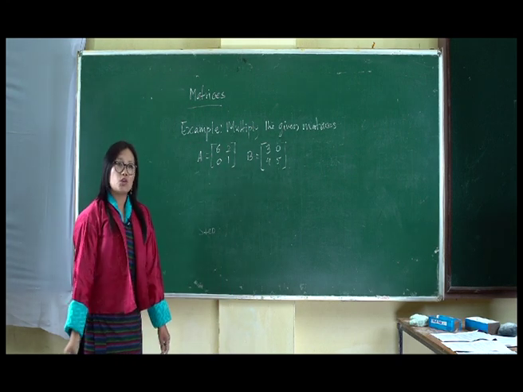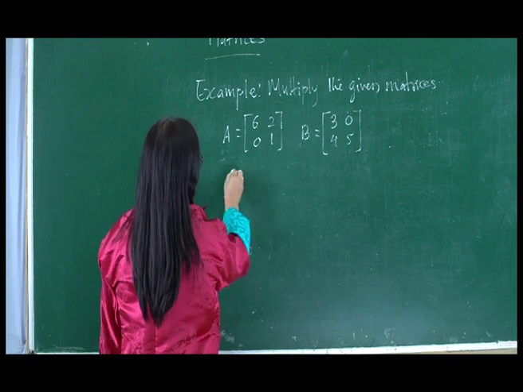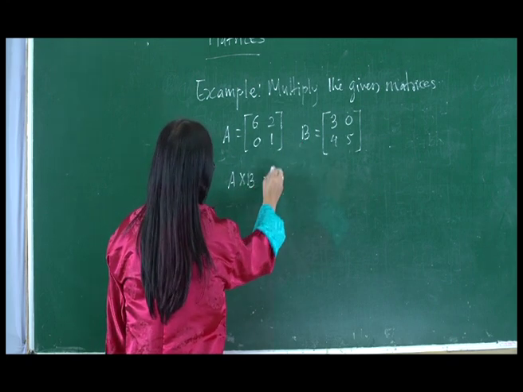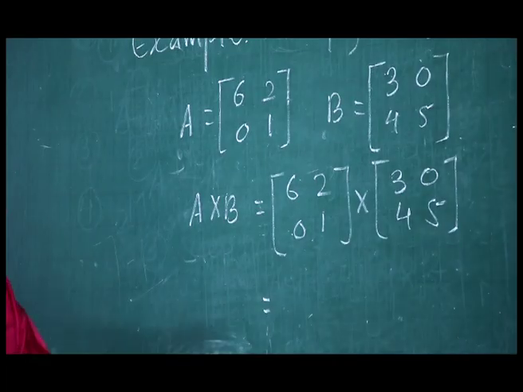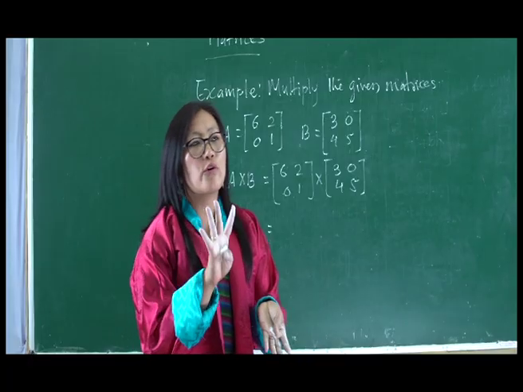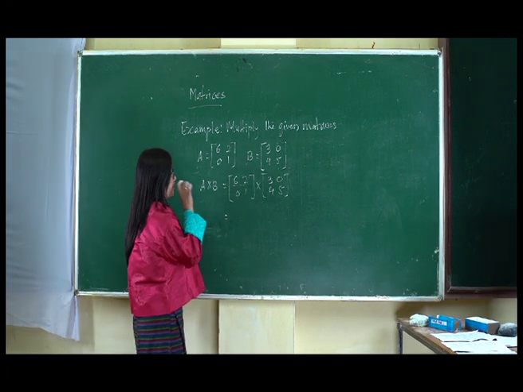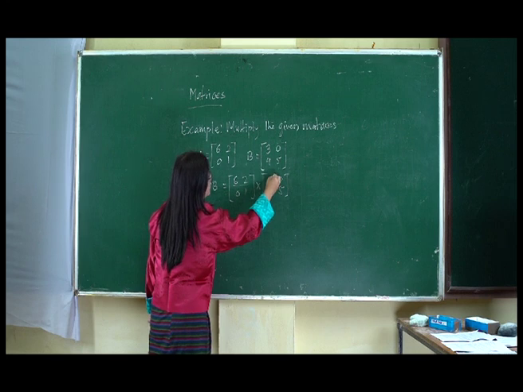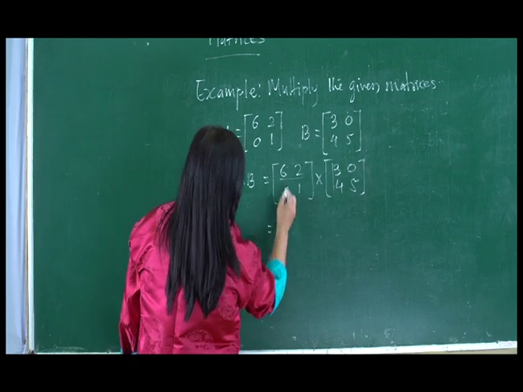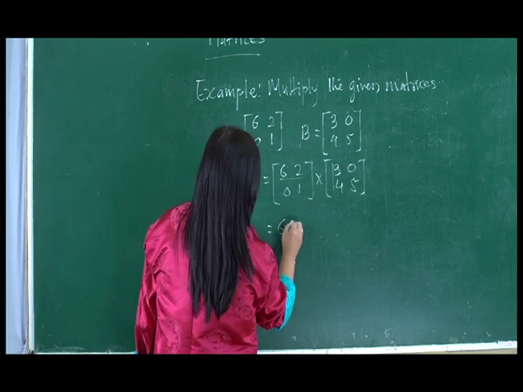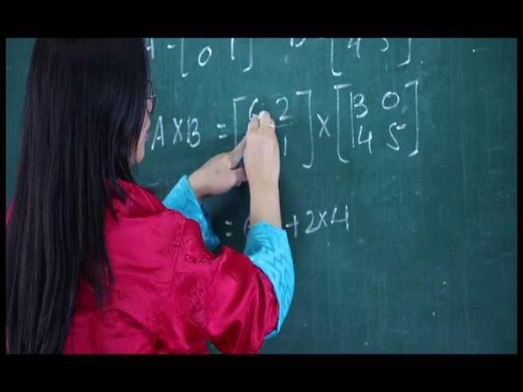Alright, this time we have 2 by 2 matrices. So I'll multiply A with B. Now, to multiply these matrices A and B, let us follow the 4 steps that I have shown you before. The first one, we go for the elements in the first row, and then we'll multiply them by the elements in the first column of the second matrix. Then we have to multiply it for the second.